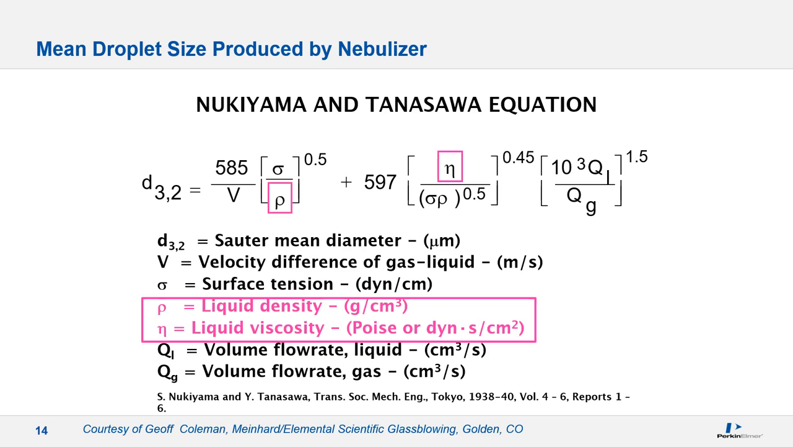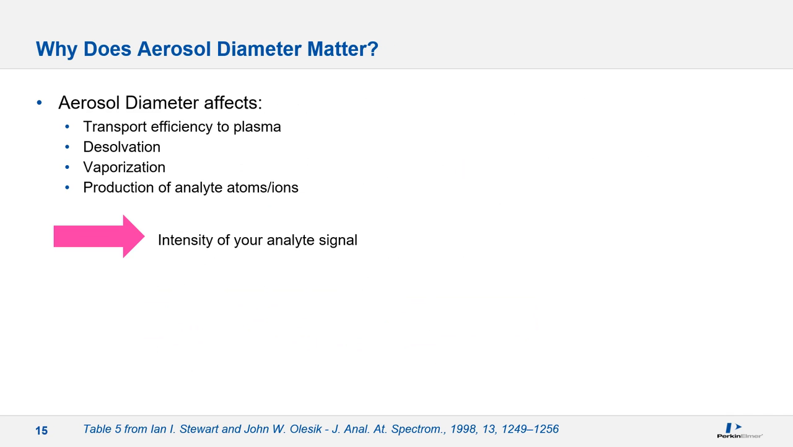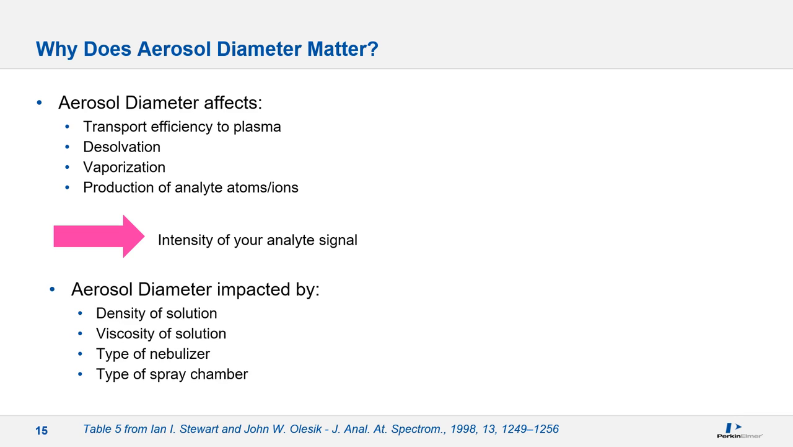The takeaway message for this slide is that the aerosol diameter depends on the identity and the characteristics of your solution. So if your standards and samples have different characteristics, you will have different size droplets being produced, and these may not behave the same way in your ICP, and this is what causes a matrix interference. Remember, the aerosol diameter affects many things: the transport efficiency to the plasma, the rate of desolvation and vaporization, and ultimately the production of the analyte atoms or ions that you are trying to measure, and your analyte signal intensity. The aerosol diameter is not only impacted by the density and viscosity of the solution, but it also depends on the type of nebulizer you are using and the type of spray chamber.